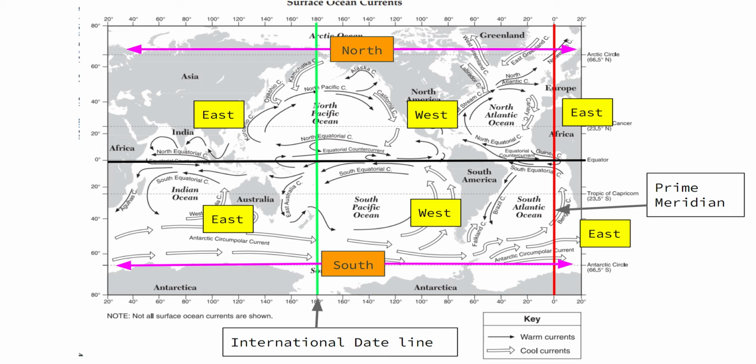So this is what you should notice. This is the equator. This is our prime meridian. This is our international date line. All of this area on top of the equator is north. So this area would be northwest. This area would be northeast. This area would be northeast. All this whole area below the equator is south. So this area would be southwest. This area would be southeast. And this area would also be southeast.